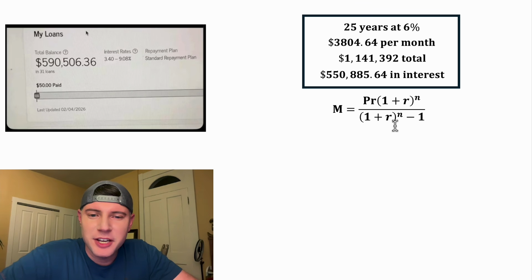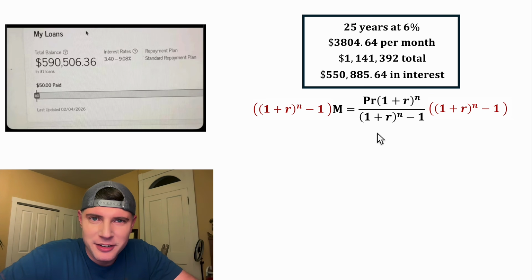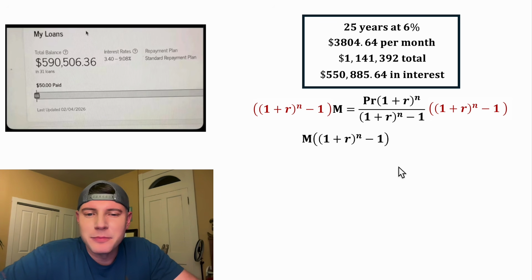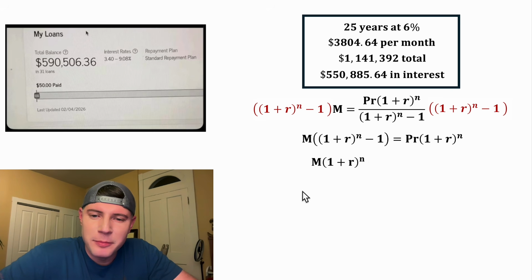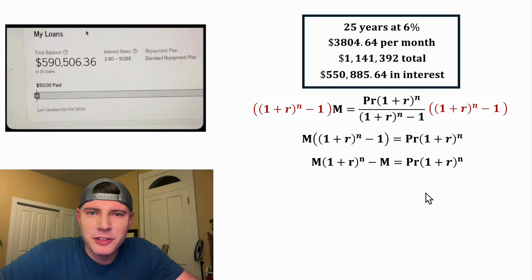Let's multiply both sides of this equation by this denominator. On the left-hand side, we're going to have M times this. On the right-hand side, these are going to cancel each other out, leaving us with P times R times 1 plus R to the N. And then from here, this M can distribute to each of these terms. M times this is M times this. And then we can subtract from that M times 1, which is equal to M. And then we can copy down the right-hand side.